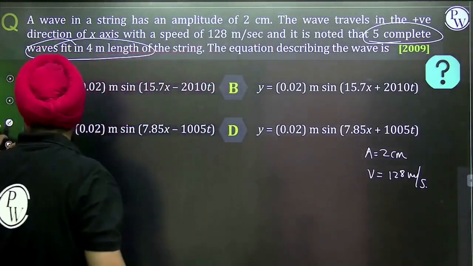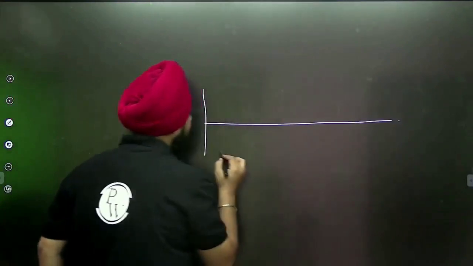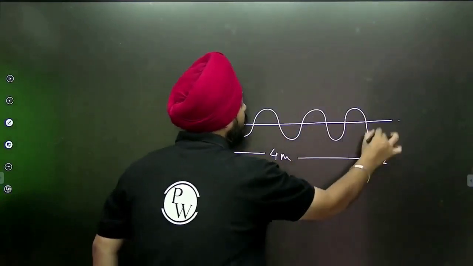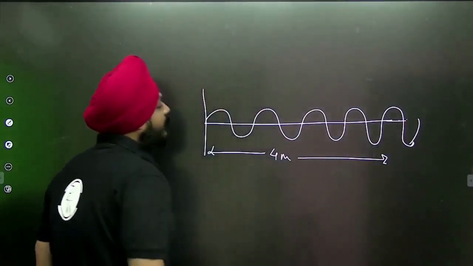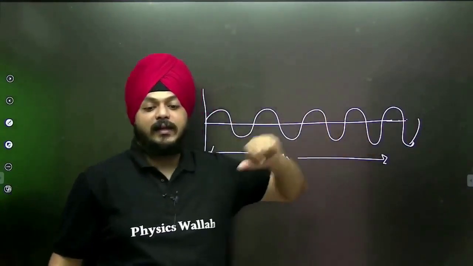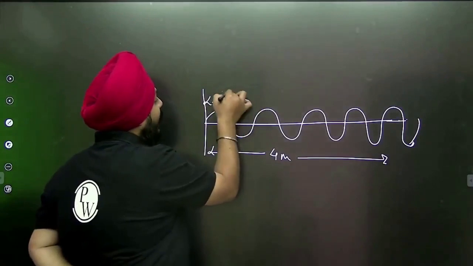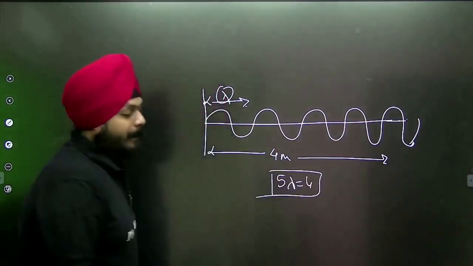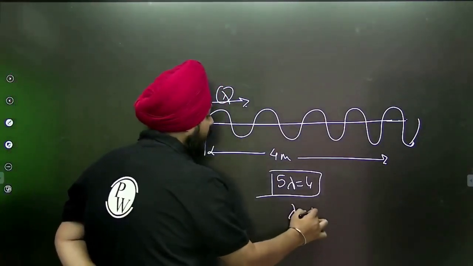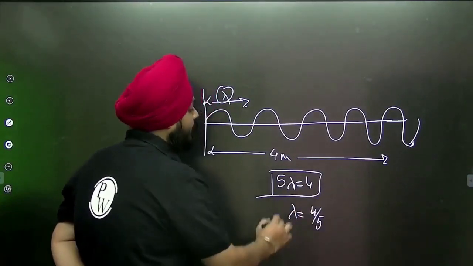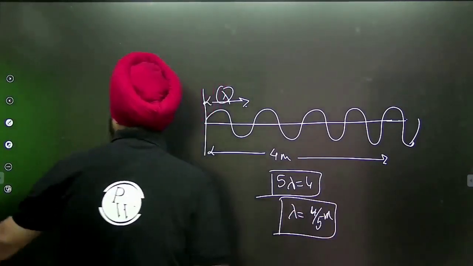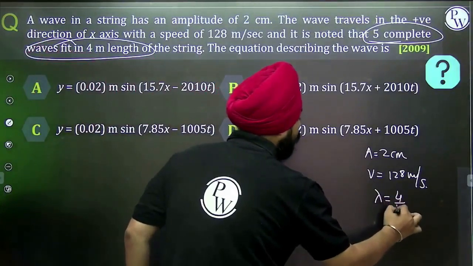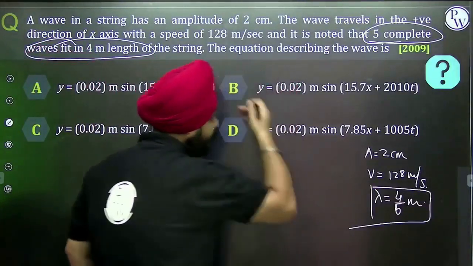It means what? 5 pulses. The length is 4 meters, and there are 5 pulses: 1, 2, 3, 4, 5 pulses. It means the length of 1 pulse is lambda. What is the length of the 5 pulses? 5 lambda. Can I say it is equivalent to 4? What will be the wavelength? 4 by 5 meter. This will be the wavelength. So can I write it here, lambda is equal to 4 by 5 meter.